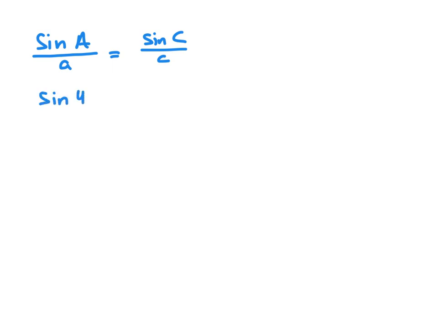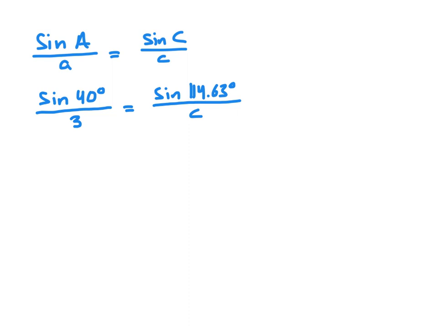We know capital A is 40 degrees. We know that side length A is 3. We know that angle C is 114.63 degrees. And we do not know side length C. That's our last piece of information. And so from this, we can solve for lowercase c.